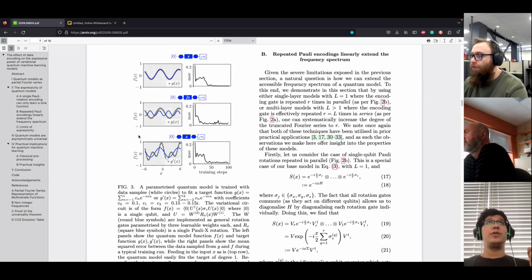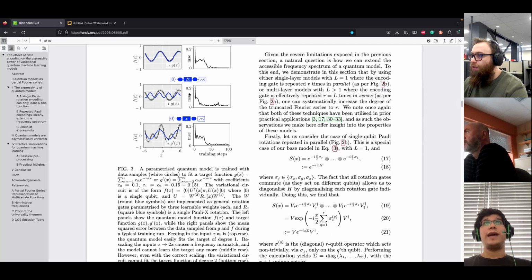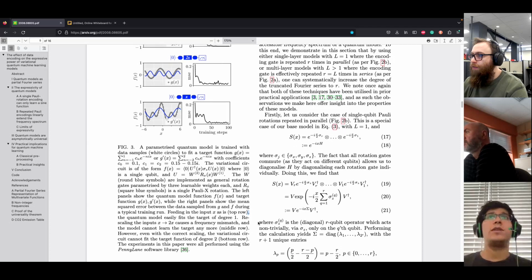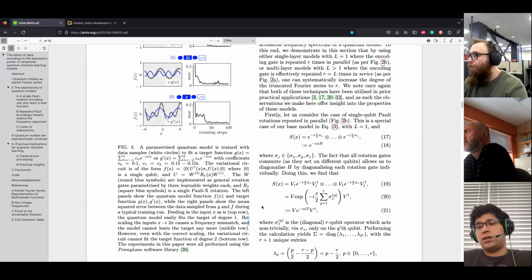Now, if you change the degree of the polynomial, so this now you put 2x, now you cannot fit this thing. Now, what they do here is rescaling the inputs to 2x causes a frequency mismatch, and the model cannot learn the target anymore. Okay, so this is not the degree of the polynomial. Okay, I see. So they just rescale the input data. So let's say if your values are between 0 and 1, what they do is now the inputs rescale to between 0 and 2.